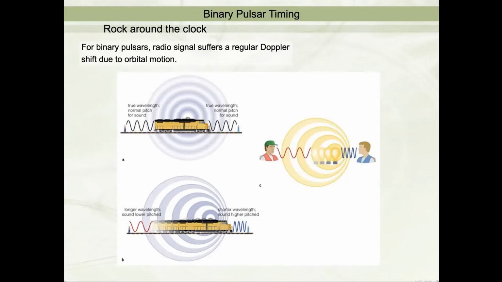And it goes on a lower tone. And so this apparent change in wavelength or frequency is what we call the Doppler effect. And a pulsar that orbits around another object would have the same.